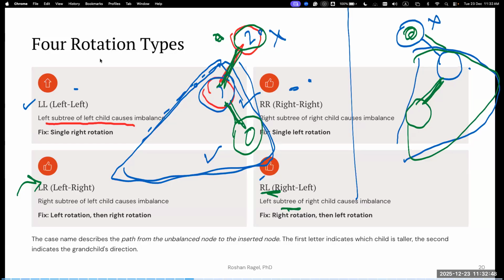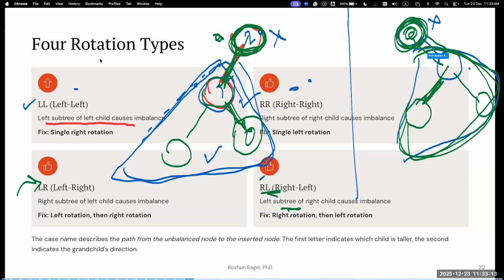One, it could be just the left subtree of the left node, left subtree of the right node, right subtree of the right node, right subtree of the left node. So those are the 4 different situations an imbalance can happen. The imbalance has happened always in this node, right? Only on this node the imbalance has happened, and it has happened because of either the left subtree or the right subtree, 2 cases.